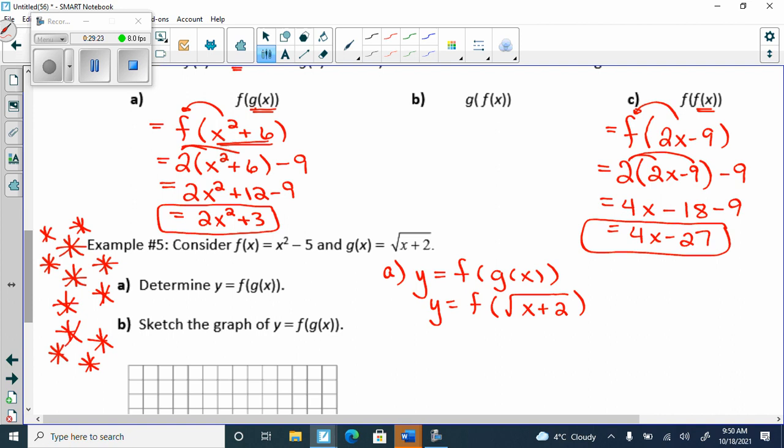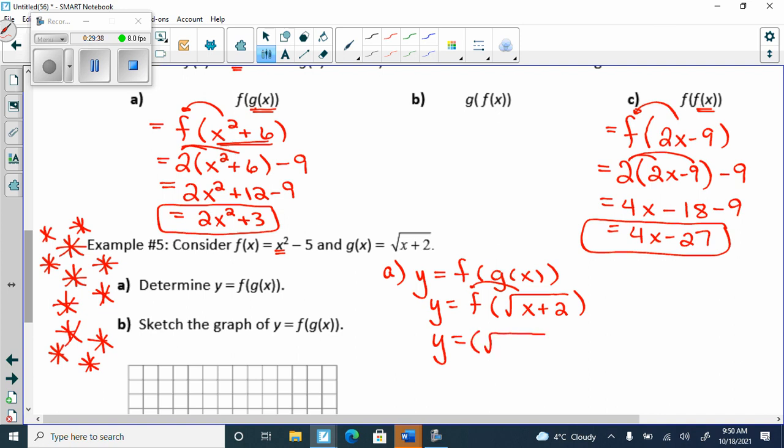People usually get to here, and then at the end is where it goes really badly. So for the domain, not for the graph. You'll look at the graph, but you're going to draw the graph wrong. So we're going to insert this into f. So f has an x right there. That's the only thing that's going to change.